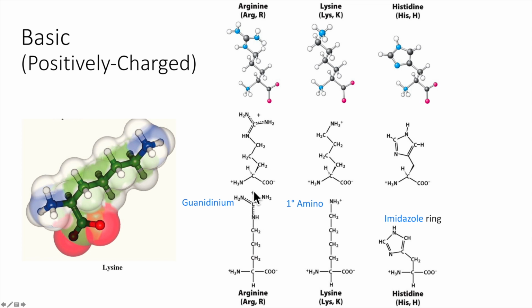Okay, and so this group is a guanidinium group right here. This is a primary amino group, and this is an imidazole ring. So you need to know these terms. These are some basic fundamental terms that you need to understand. So this is lysine, and you can see it's got this kind of straight chain, and we've got this basic group at the end.